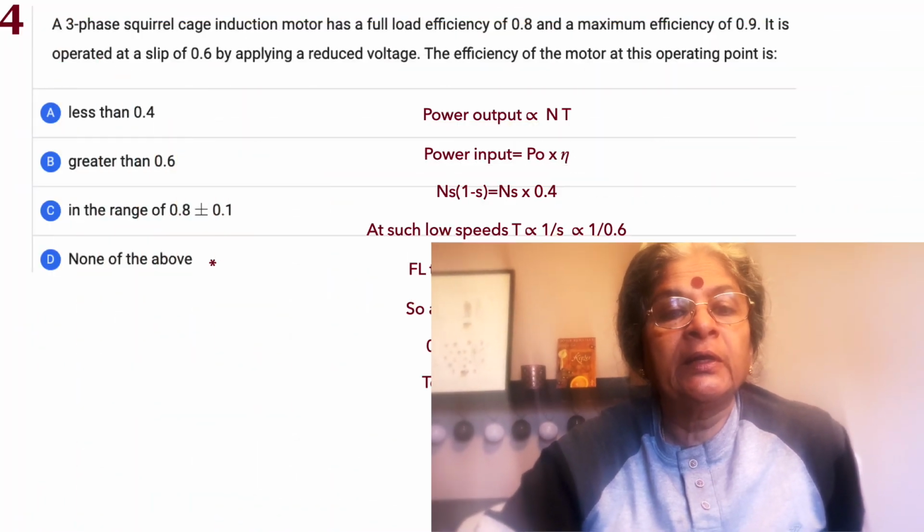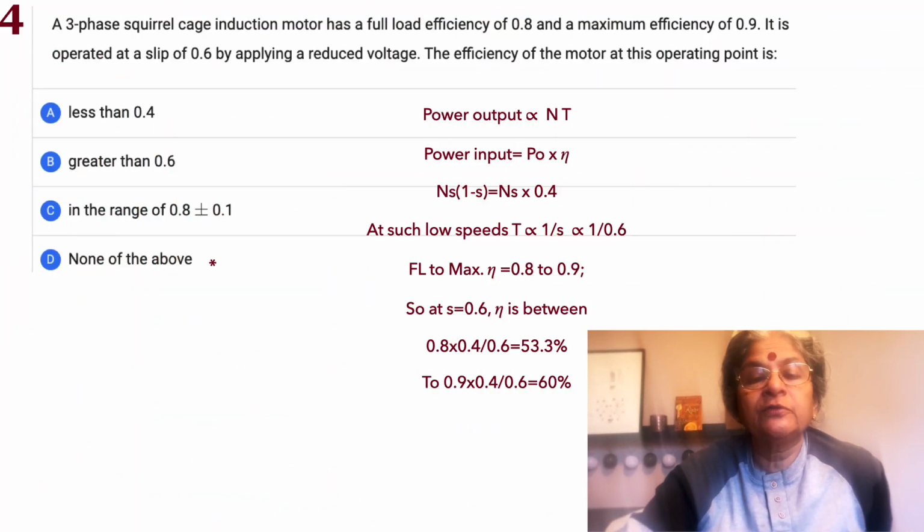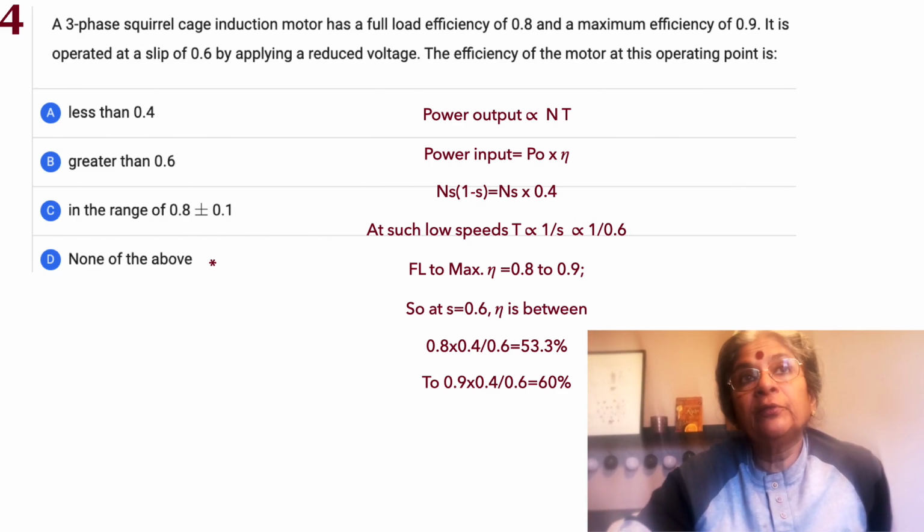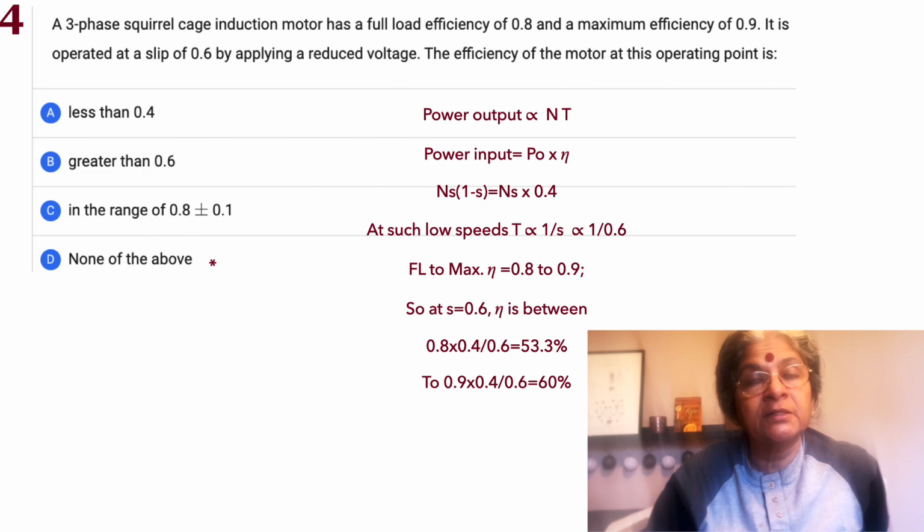Okay, this is a little different. A three-phase squirrel cage induction motor has a full load efficiency of 0.8. Efficiency is always given by output by input. So output is proportional to efficiency times input. Input is considered to be remaining constant, but output varies according to the speed and the torque, because output is given by 2 pi NT by 60. So two relations need to be remembered.